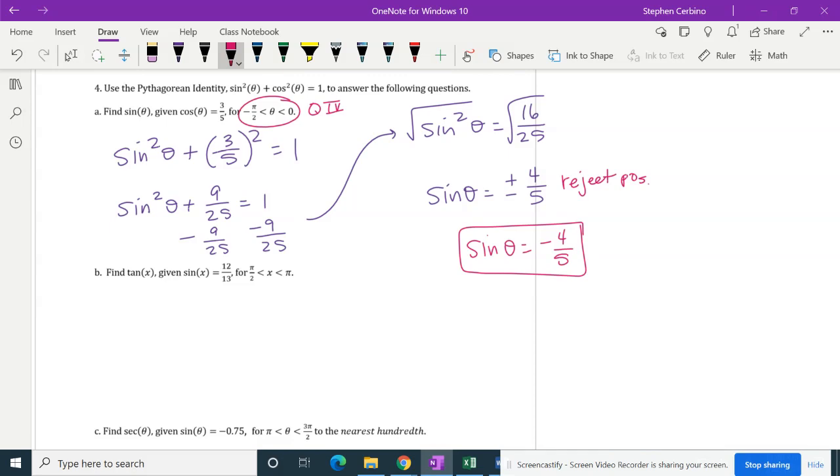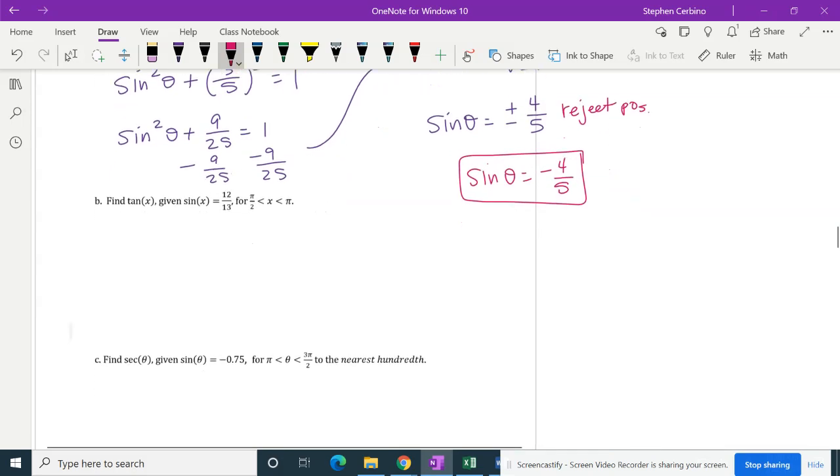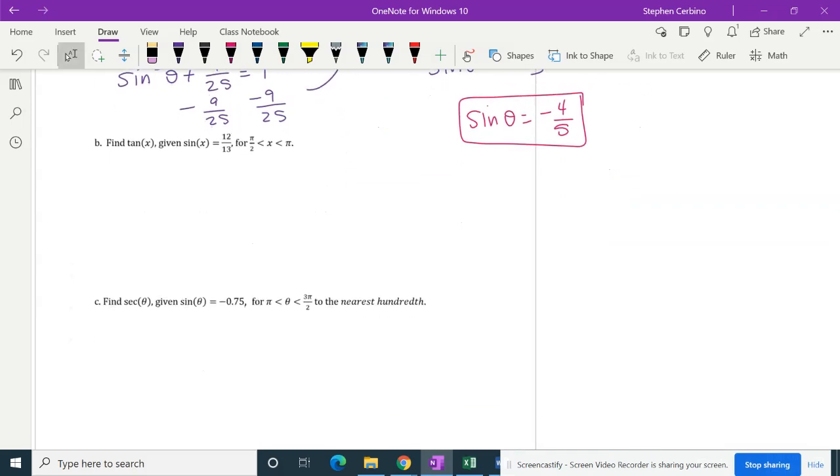Let's try B. B says find tan of x given the sine of x is equal to 12 over 13. We are in quadrant 2, so we already know tan is going to be negative. So if we know sine, that means we can find cosine. So I can say sine squared plus cosine squared equals 1. 12 squared over 13 squared is 144 over 169.